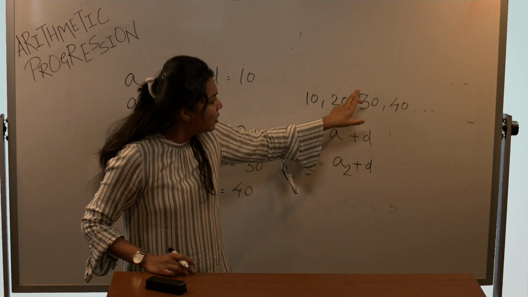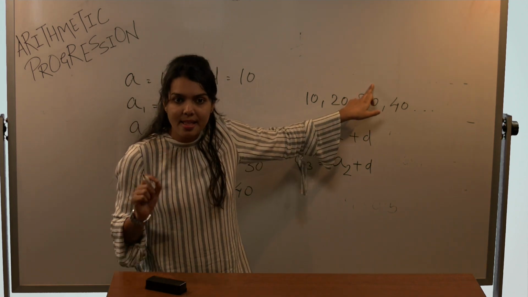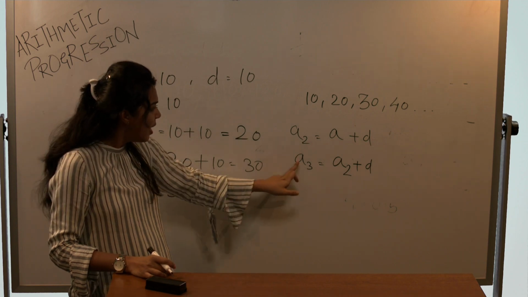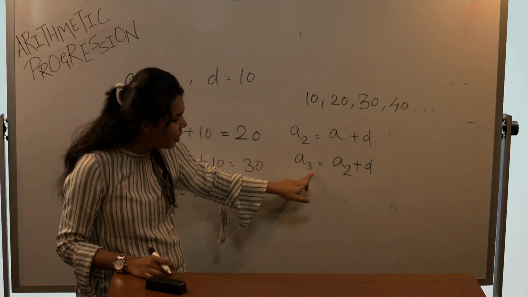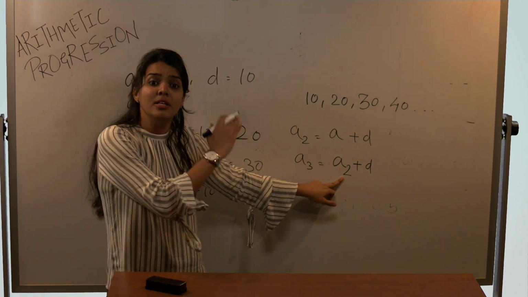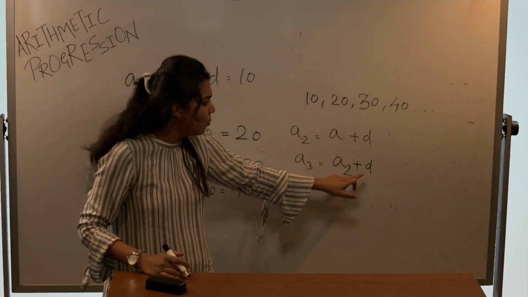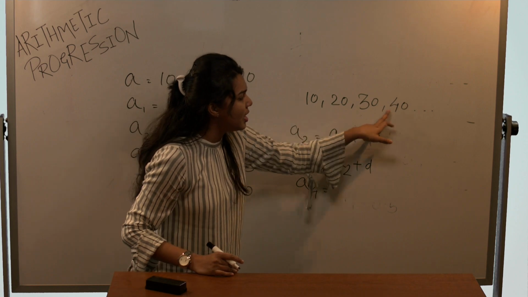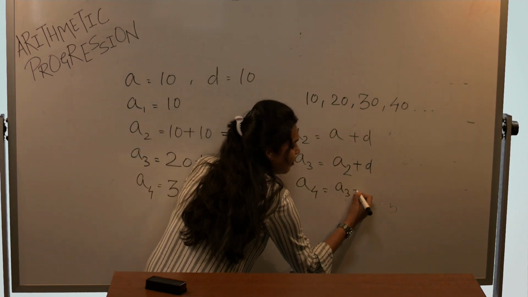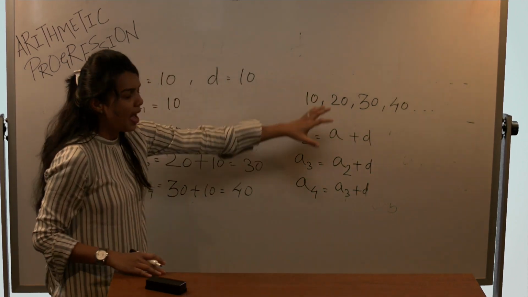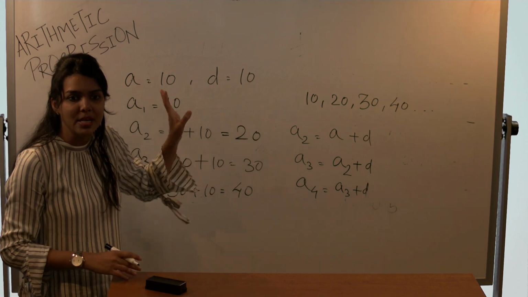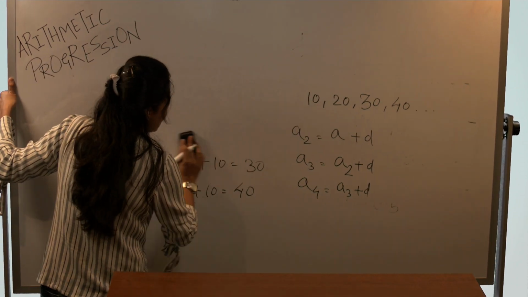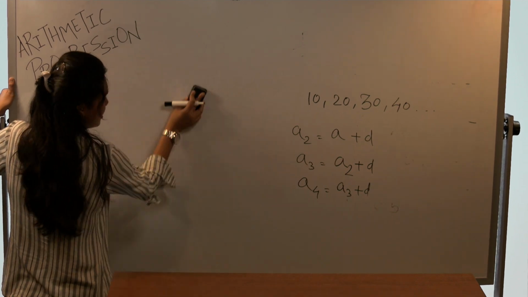Okay. So any term is equal to the preceding term plus difference. Any term is equal to the preceding term, that is, just back to that term. So A2 plus D. A4 is equal to the next term, 40, is equal to A3 plus D. So we have derived the formula from just an example. I hope this is clear to you. Let us consider the next example for more understanding.